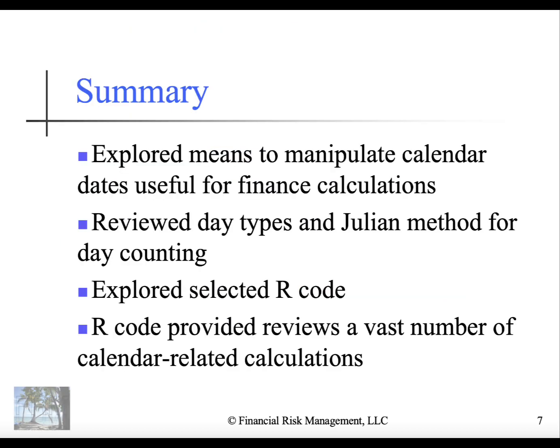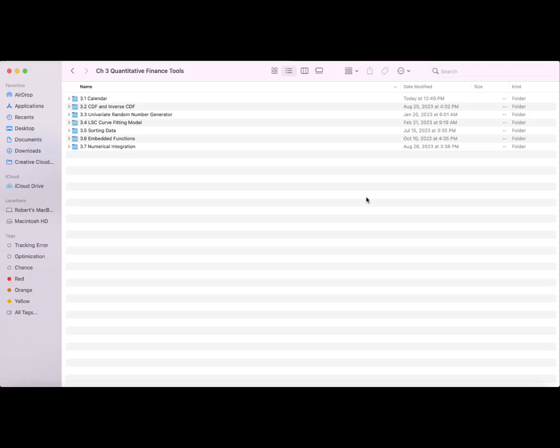And so in summary, we explored the means to manipulate the calendar dates, which is highly useful in finance. We reviewed date types and Julian methods. We're fixing to explore some selected R code. Again, we're going to begin taking a modular approach for the remainder of this book. And in Chapter 3, there are 7 modules that we will cover. We're focused at the moment on the calendar module.